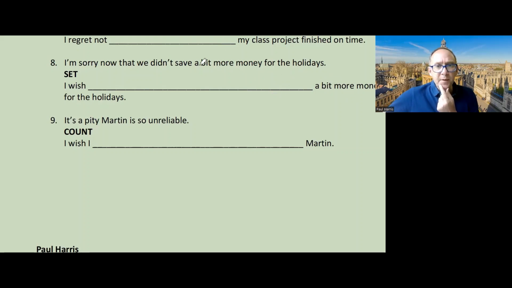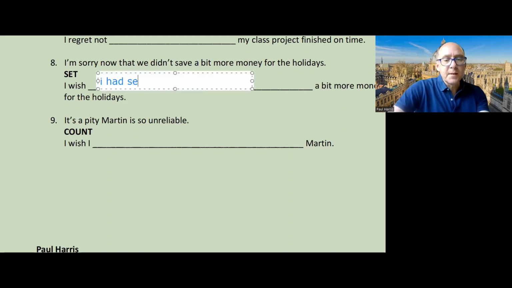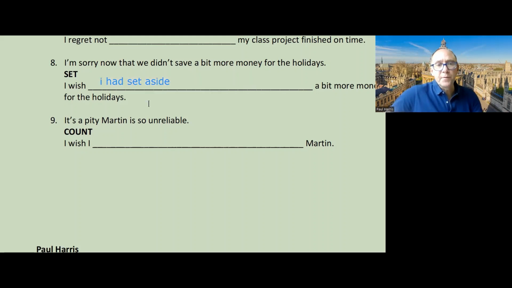So a bit more money for the holidays, we don't have to worry about. We've got that here. So it's going to be a question about not saving the money. And perhaps here, we're going to have to deal with some form of the verb set. So I wish, we're definitely talking the past tense. This will give us past perfect. So I wish I had set aside a bit more money for the holidays.